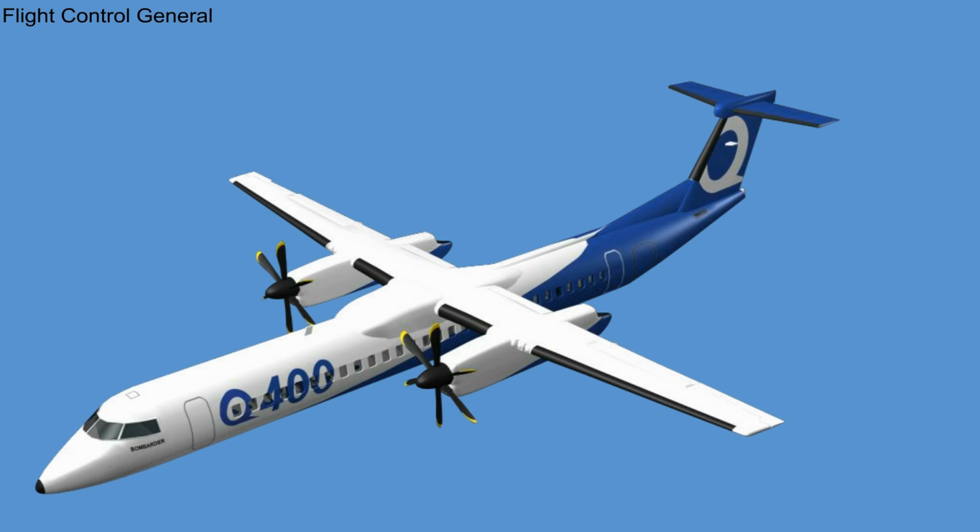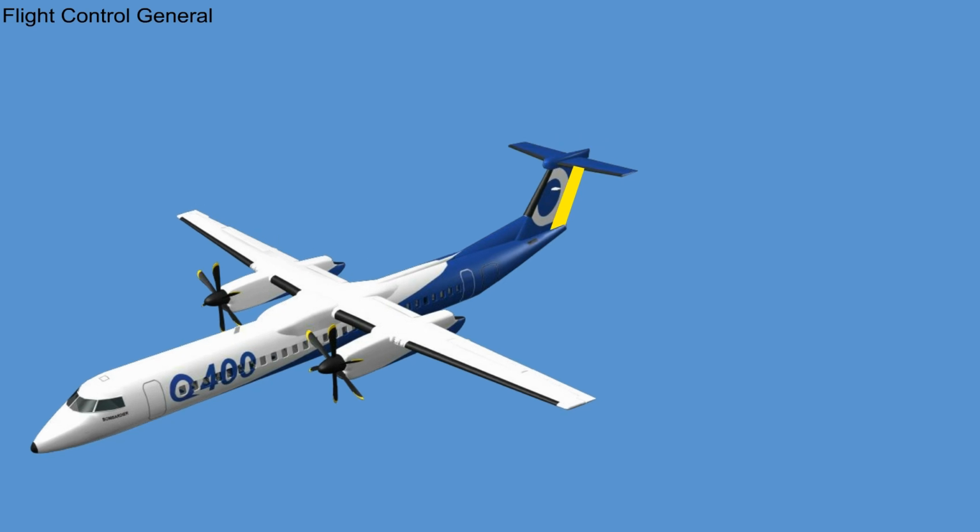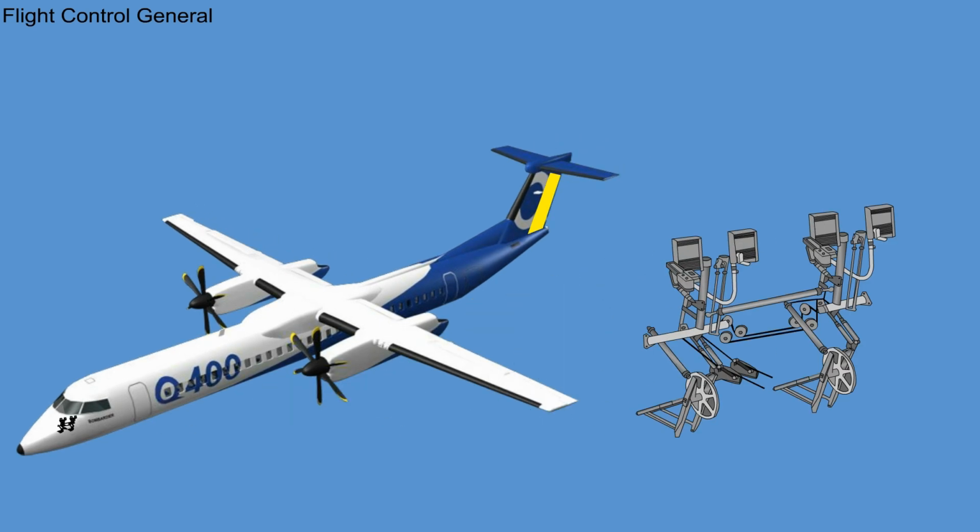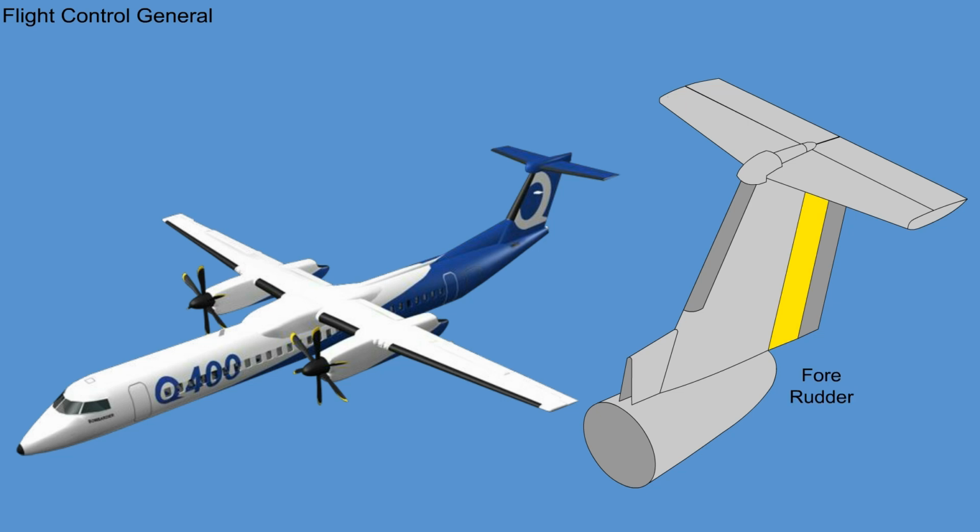The yaw is controlled by the rudder. The rudder pedals actuate two hydraulic cylinders via a single cable circuit. Artificial feel is provided by springs. There is a fore and a trailing rudder.